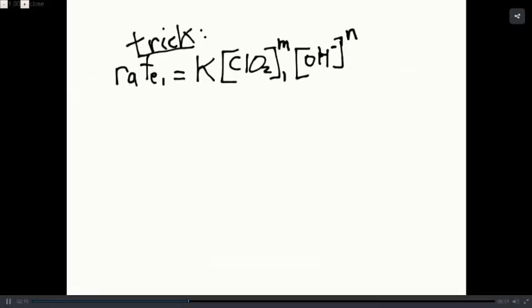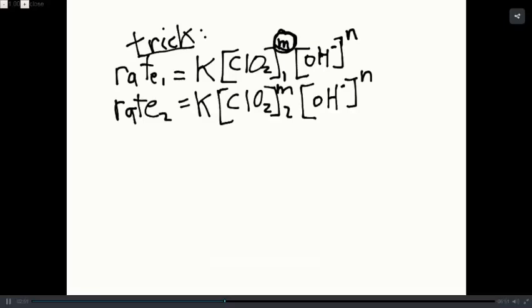But here is a mathematical trick to figure out the order, that power that we have to take the reactant to. Part 1 of the trick, write out the rate law with these unknowns for your orders. M and N are usually used. Step 2, write out the same rate law basically, but for the second experiment. So same thing, only whatever concentration we used in the second experiment goes here for ClO2. And then just divide one equation by the other.